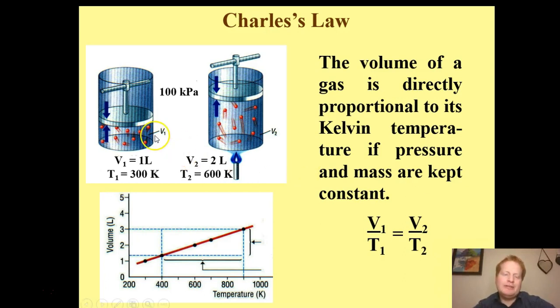For example, here's our original container. It's at 1 liter and 300 Kelvin for temperature, and the pressure is 100 kPa. For the second container, the pressure is still 100 kPa. We're not changing that part. But we're doubling the temperature from 300 Kelvin to 600 Kelvin. And that causes the volume to also double to 2 liters. So this is a directly proportional relationship. They both go in the same direction, both go up together, both go down together. But also they do it in proportion. So they get multiplied both together or divided both together by the same factor.